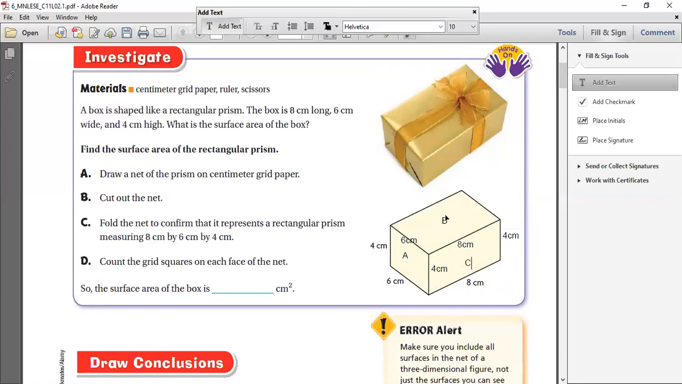So we have two A's, one A on this side, another A on that side, two B's, one B up and one B down, and two C's, one C this side and one C on the other side. So first let's find the area of A.